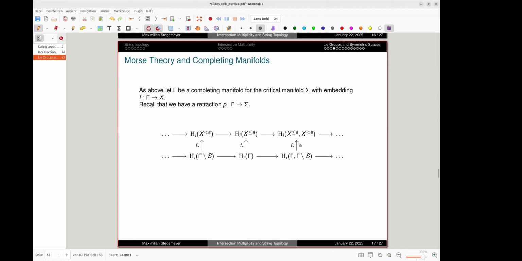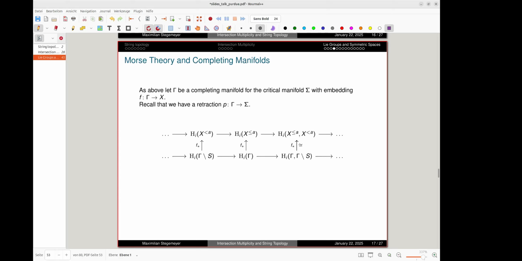What's the upshot here? Now let's assume that we are in this scenario. We have a completing manifold for the critical manifold sigma, and we have this embedding. Recall also that we have a retraction, and then we look at these two long exact sequences in homology of these pairs: these two sublevel sets, the strict sublevel set and X less than or equal to A, and here we look at gamma relative to gamma without this submanifold S. The vertical arrows are all induced by this embedding F.